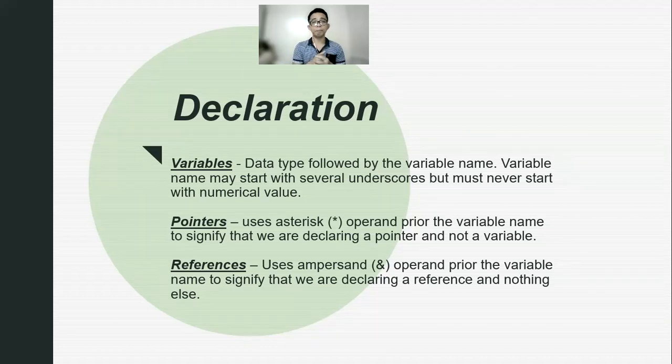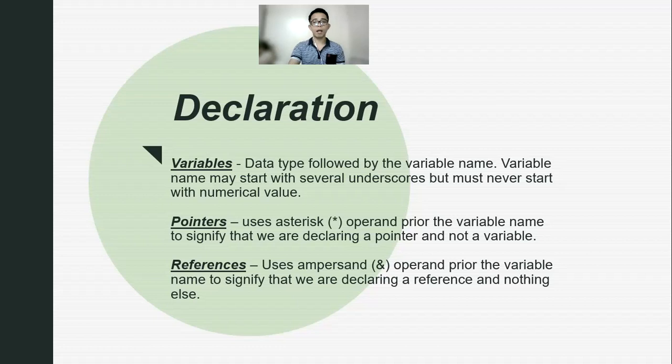So in declaration, the variable here is the data type followed by the variable name. Okay, so a variable name may start with several underscores but must never start with a numerical value. Okay, so for pointers, declaration uses the asterisk operand prior to the variable to signify that we are declaring a pointer and not a variable. Okay, so next, for references, it uses the ampersand operand prior to the variable name to signify that we are declaring a reference and nothing else.